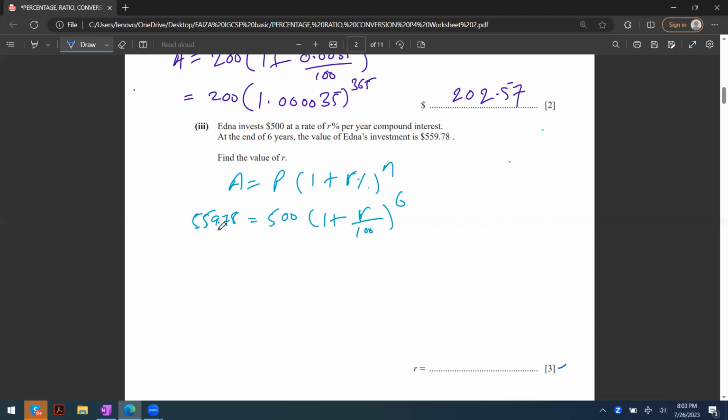Maybe I should continue, since this kind of question we are doing for the first time. So 559.78 divided by 500, we will just write it exactly: 1.11956 is equal to 1 plus R over 100 raised to power 6. Now we need to remove this power 6. So what is the opposite of power 6? Reciprocal of 6 is 1 over 6. So let's take 1 over 6 power on both sides.